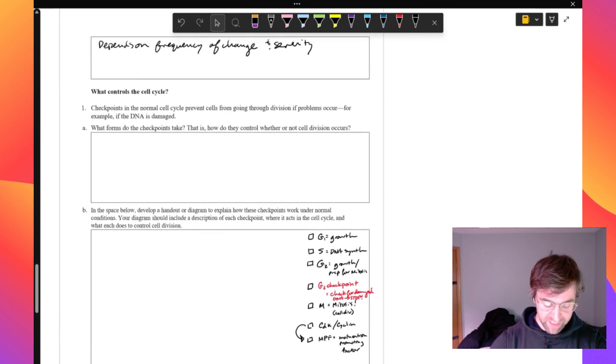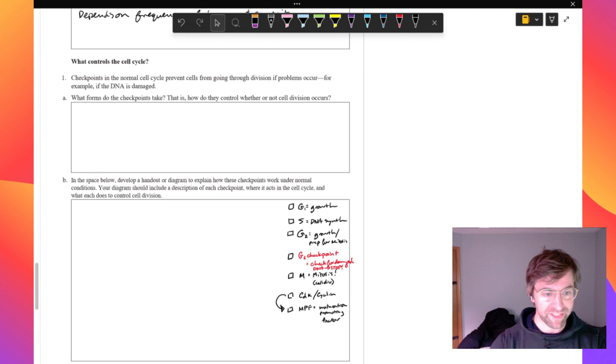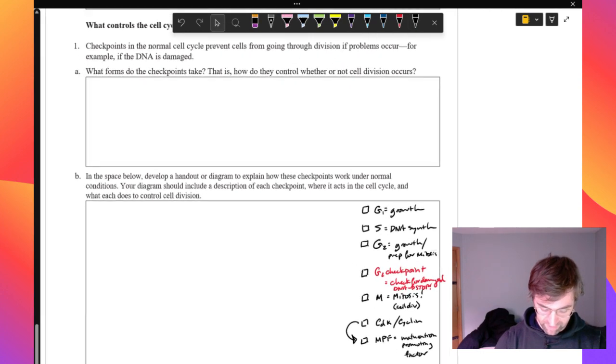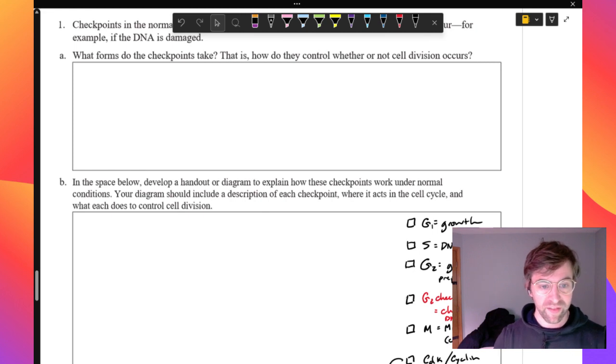All right, so now we're moving on to the cell cycle. And this is harkening back to meiosis and mitosis, right? Checkpoints in the normal cell cycle prevent cells from going through division if problems occur. For example, if the DNA is damaged. What forms do the checkpoints take? That is, how do they control whether or not cell division occurs? I'm going to give myself a little bit more room here because my handwriting was a disaster.